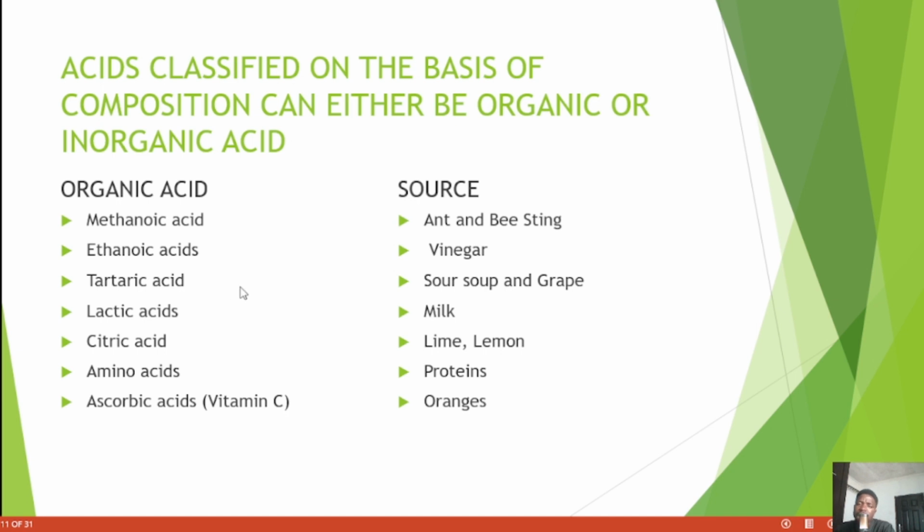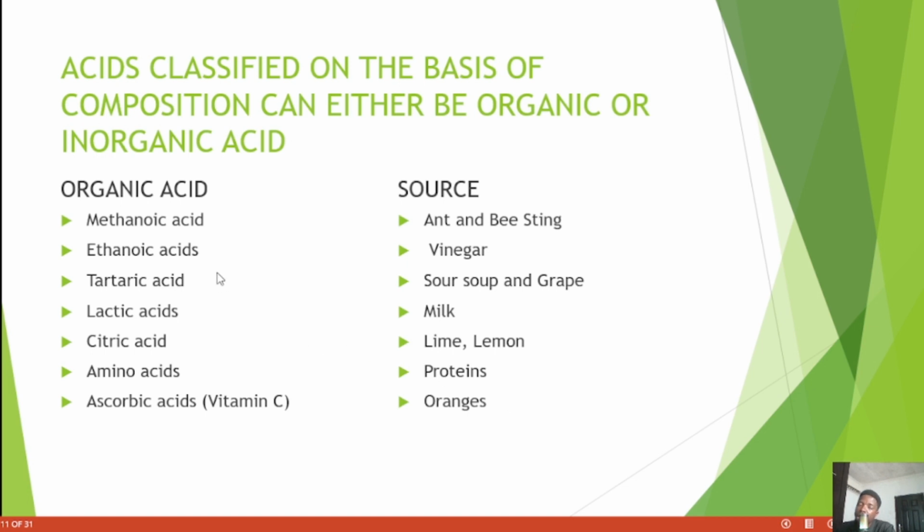Then we have tartaric acid. Tartaric acid is the acid that makes your soup sour, and that's why you have the sour taste, and it's also found in grape. Your lactic acid is your milk acid. Your citric acid is found in lime and lemon. Amino acid is produced after protein is digested, and then you have that the ascorbic acid is found in orange.